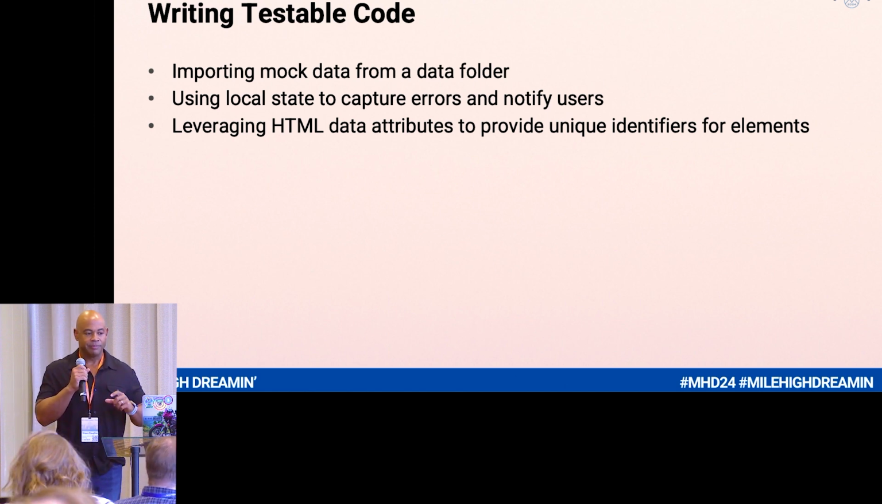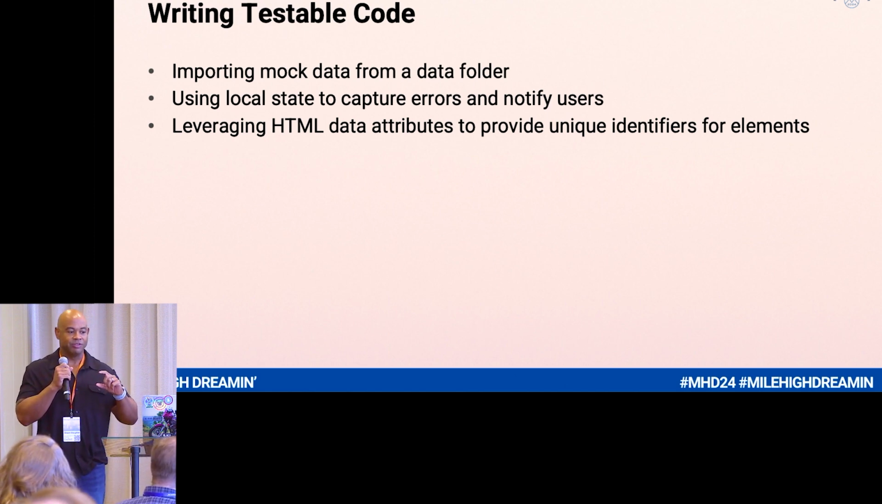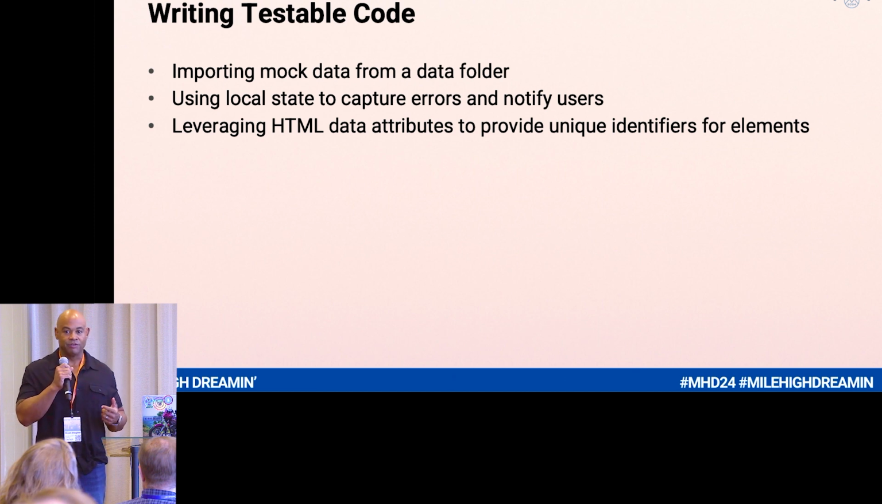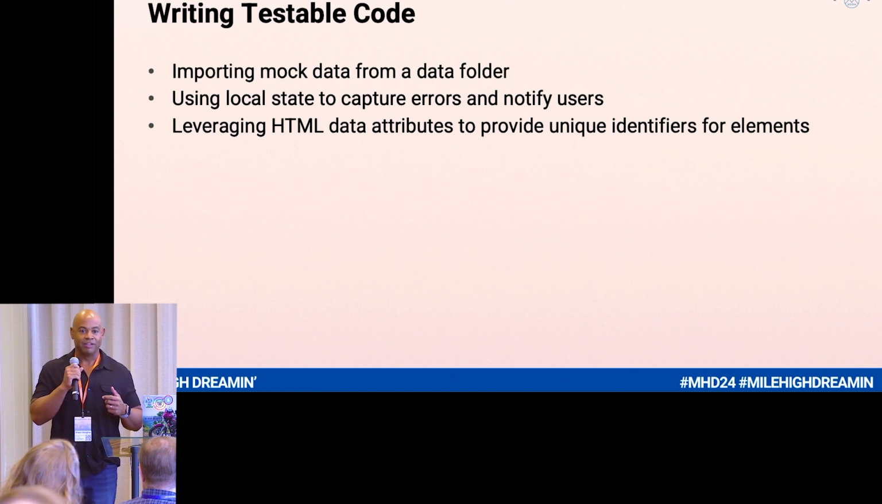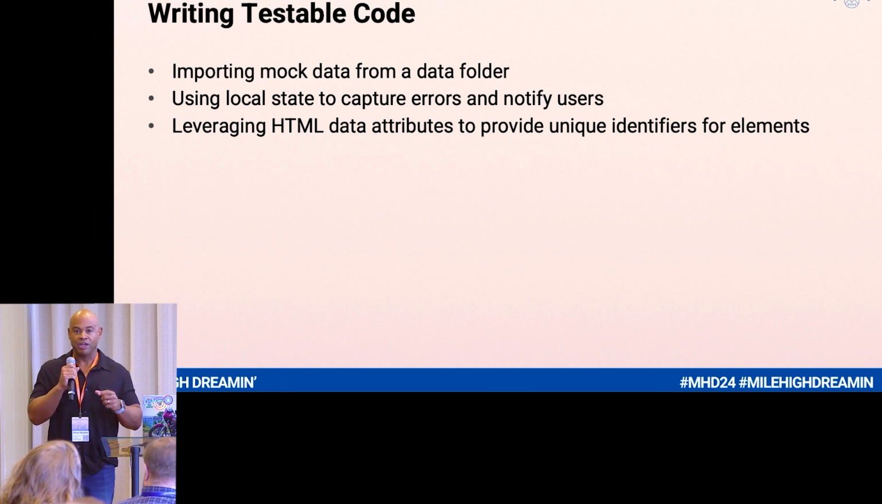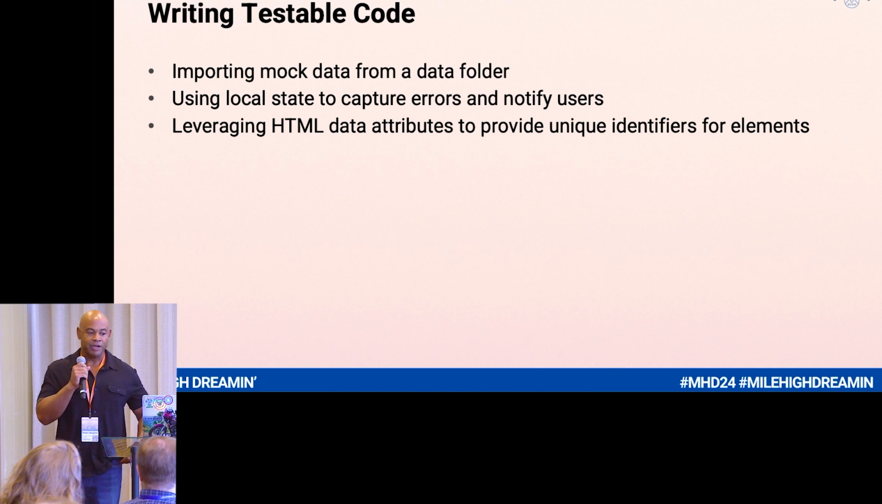Speaking on that, this is what makes it really important to leverage HTML data attributes to provide unique identifiers for elements, because that's how you're going to better be able to notify your users of what the error is and where the error is. So those are just some tips on how to write testable code.